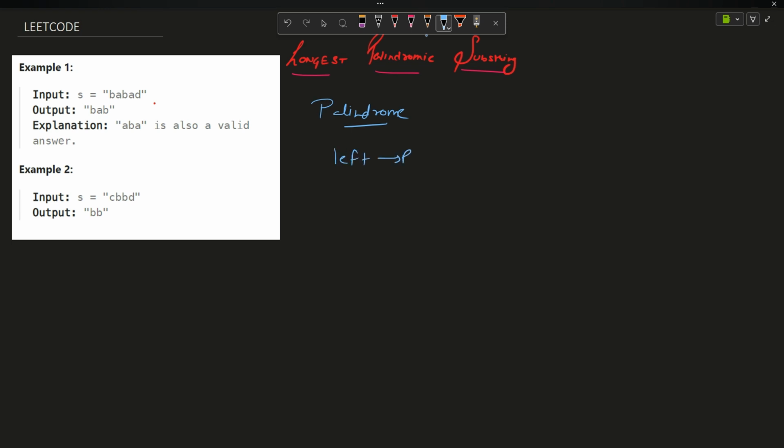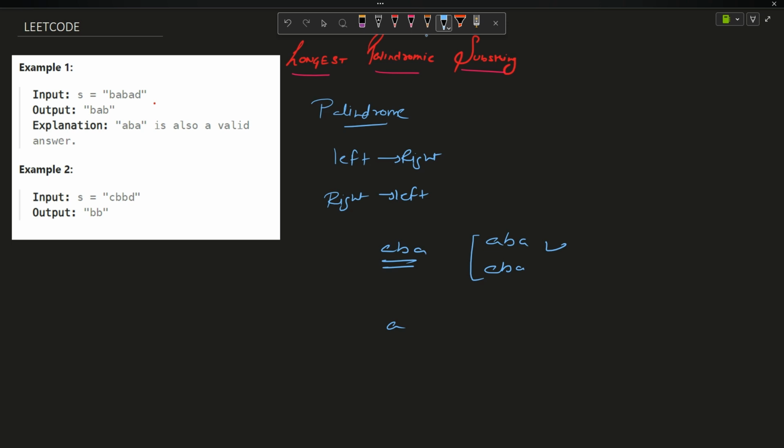left to right and right to left. For example, a string ABA, when it is read left to right, is pronounced as ABA, and when it is read right to left, it is pronounced as ABA. Both the representations are the same, so it is a palindrome.